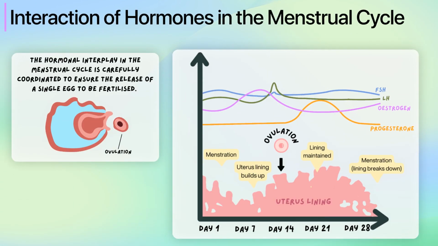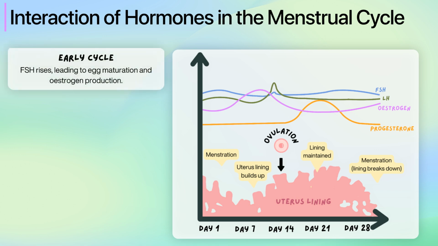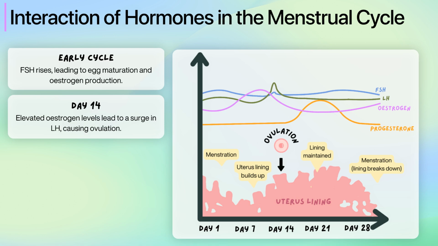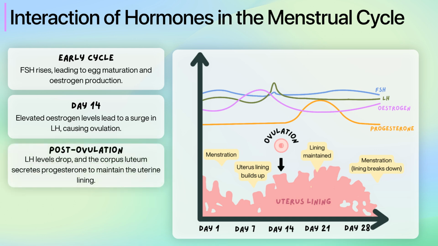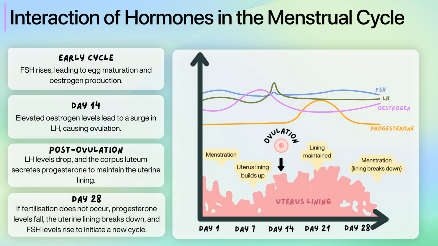The hormonal interplay in the menstrual cycle is carefully coordinated to ensure the release of a single egg to be fertilized. In the early period of the cycle, FSH rises, leading to egg maturation and estrogen production. Around day 14, elevated estrogen levels lead to a surge in LH, causing ovulation. Post-ovulation, LH levels drop, and the corpus luteum secretes progesterone to maintain the uterine lining. Finally, around day 28, if fertilization does not occur, progesterone levels fall, the uterine lining breaks down, and FSH levels rise to initiate a new cycle.